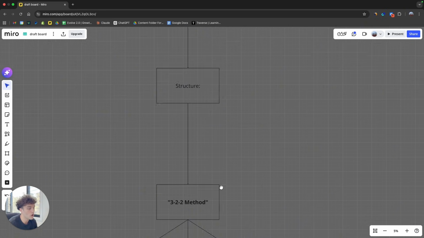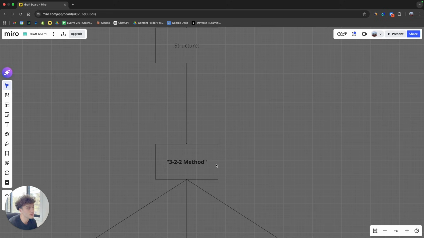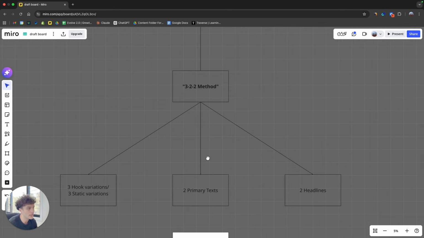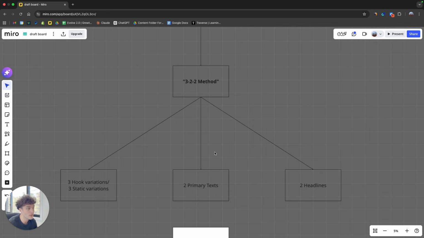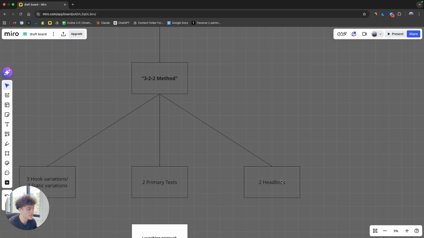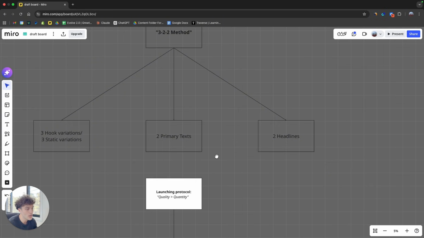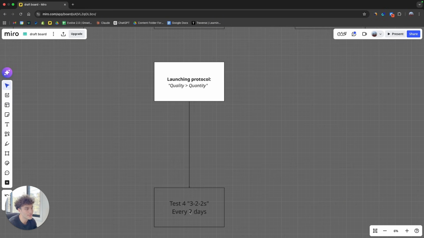But the structure of how we're going to be structuring our testing is a testing method called the 3-2-2 method. What this is: 3 hook variations or 3 static variations, depending on the format of ad that you're launching. From there, we're going to be testing 2 primary texts, and then 2 headlines as well. The launching protocol we're going to follow is 4 3-2-2s every 3 days.